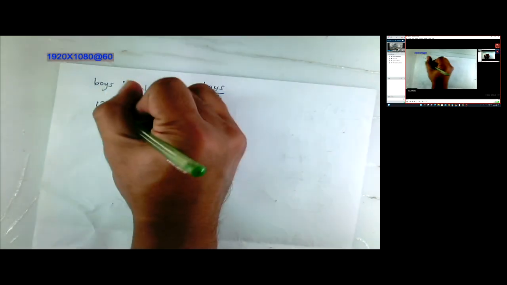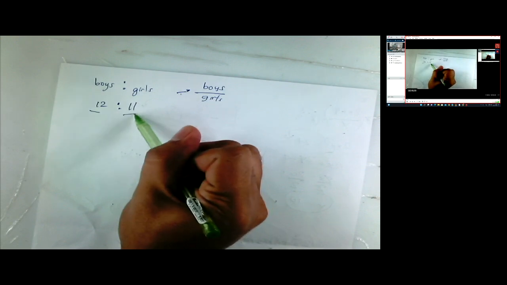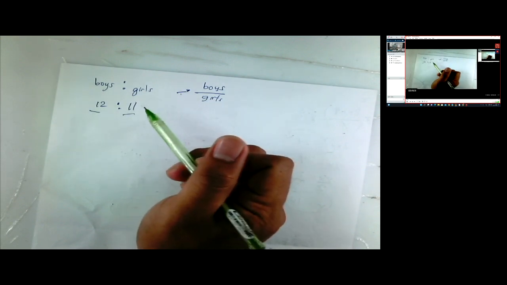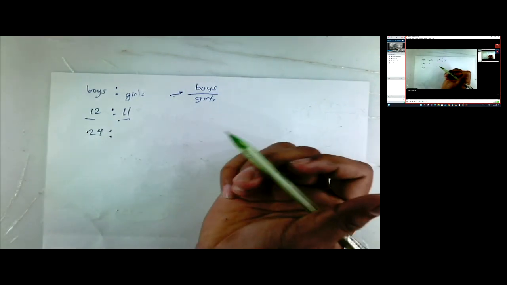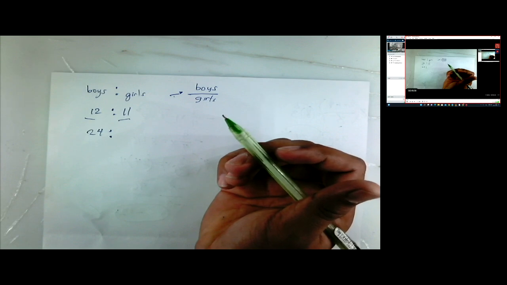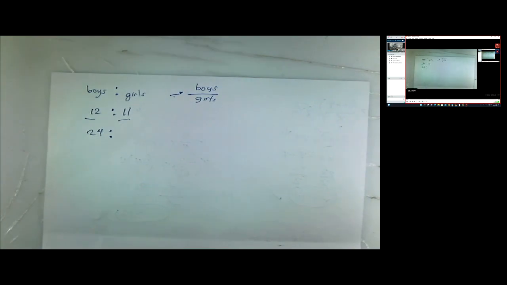So, if the ratio is 12 to 11, then we will have 12 to 11. This is how you're going to get a ratio of a number. Now, what does this mean? Since we are comparing numbers, for every 12 boys, there are 11 girls. Meaning, if there are 24 boys in the class, how many girls do we have?